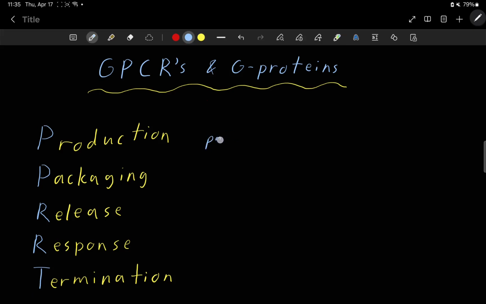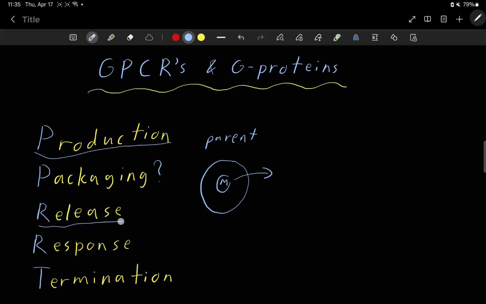So you have your parent cell, right? And your parent cell produces a messenger molecule. That's the first step of production. And sometimes this messenger molecule is packaged and other times it isn't. So packaging is a maybe. And eventually this messenger molecule gets released from the cell. That is the release step.